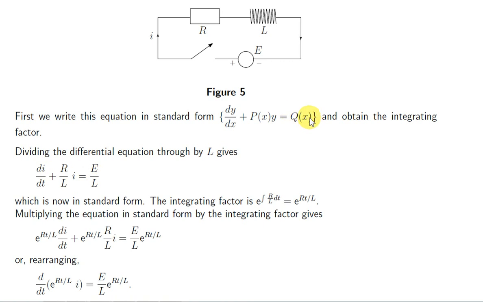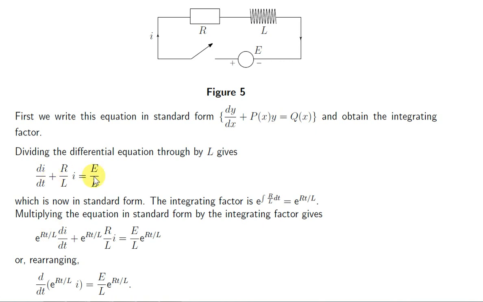And on the right hand side we have a function of the independent variable. In general here it's X, but here it's t. But here we just have a constant actually, and that's okay. So both P of X and Q of X can be constants. Anyway, that's just some notation.